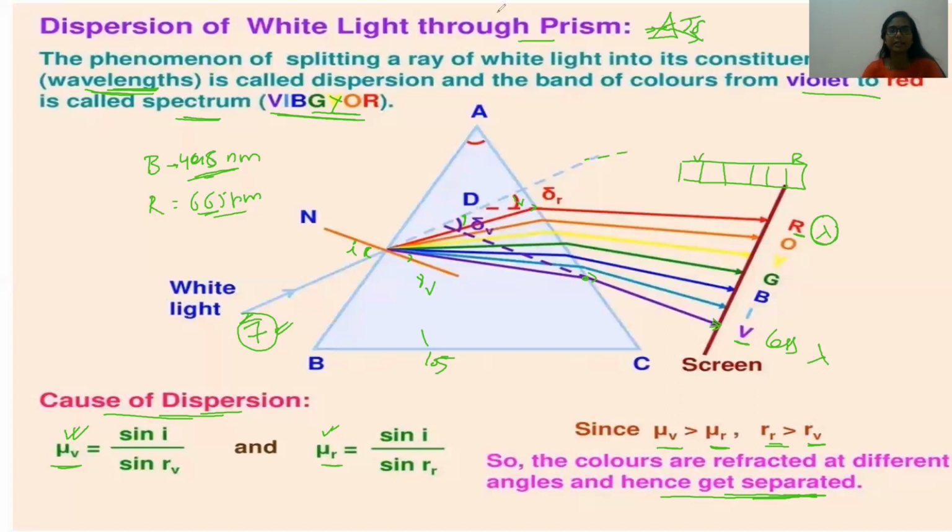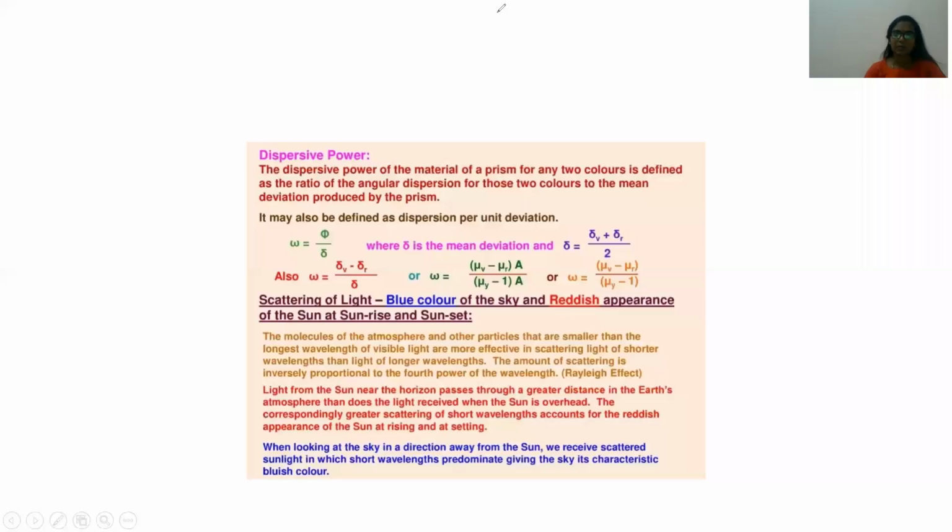I think this is clear, children. Okay, so try to understand what dispersive power is. Dispersive power of the material of a prism for any two colors is defined as the ratio of the angular dispersion of those two colors. This is what we call dispersive power, given by omega, that is the ratio of angular dispersion to mean deviation. These terms are a little new, no need to worry about it.